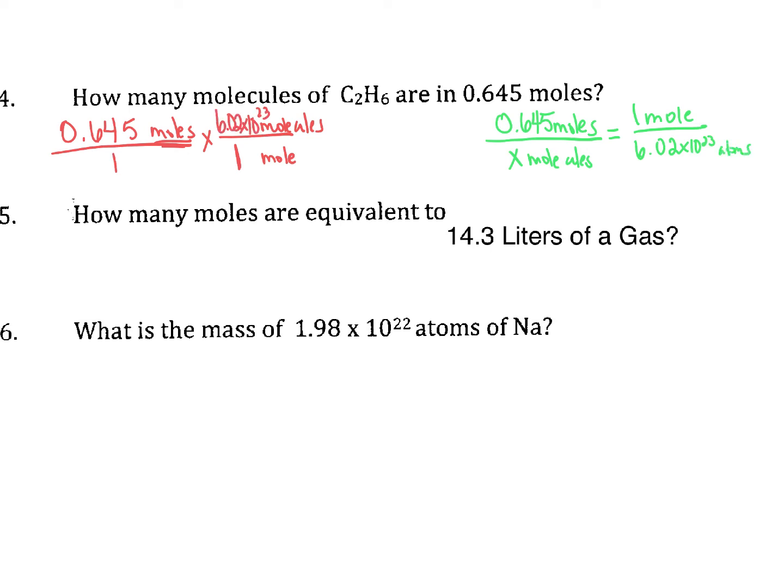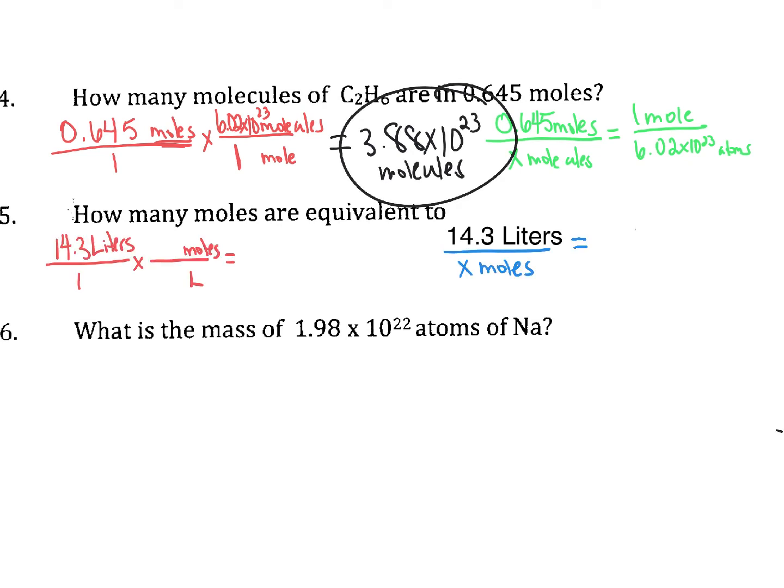So either way that you set this up, you can see you're going to do 0.645 times 6.02 times 10 to the 23rd power. And if you put that into your calculator correctly, then you should get an answer of 3.88 times 10 to the 23rd molecules.